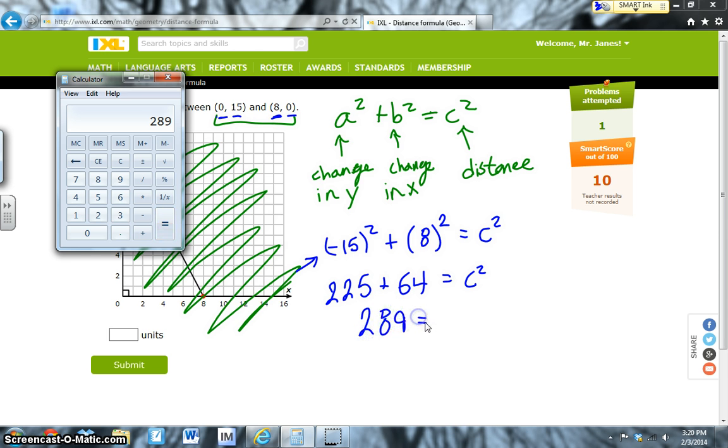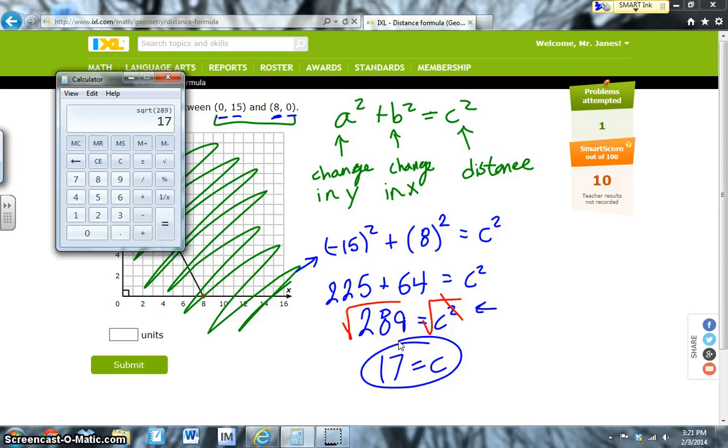289 equals c squared. Not done yet because I've got this squared here. To undo that square, I need to use a square root. So take the square root of both sides. The square and the square root cancel each other out. And let's see, the square root of 289. Let's go to our calculator. Square root. Oh, it's 17. That's nice. 17 equals c. Okay, so since c was our distance, 17 is going to be our answer.